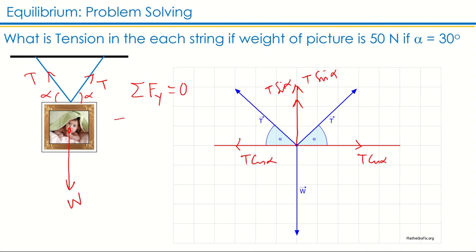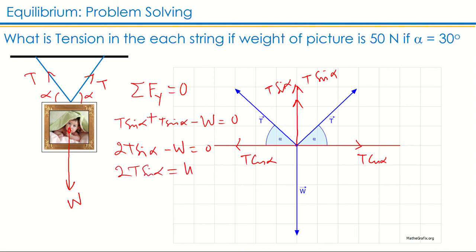to solve it. So T sine alpha plus T sine alpha minus W equal to 0. So if upward direction is positive, downward is negative, so W is negative. So I can write 2T sine alpha minus W equal to 0. So 2T sine alpha equal to W. So T is equal to W over 2 sine alpha.